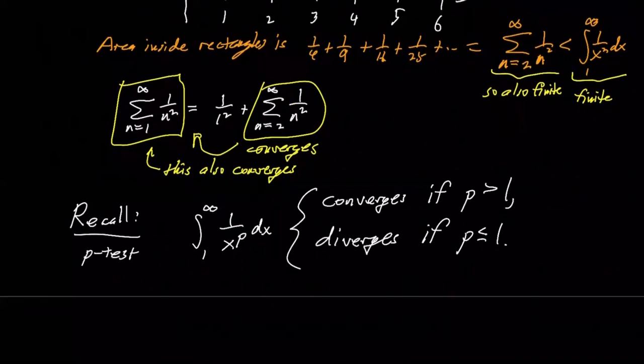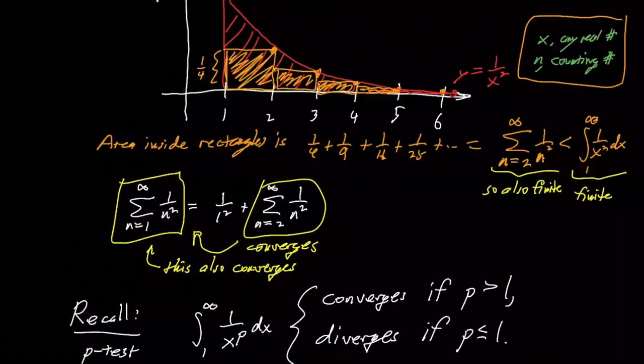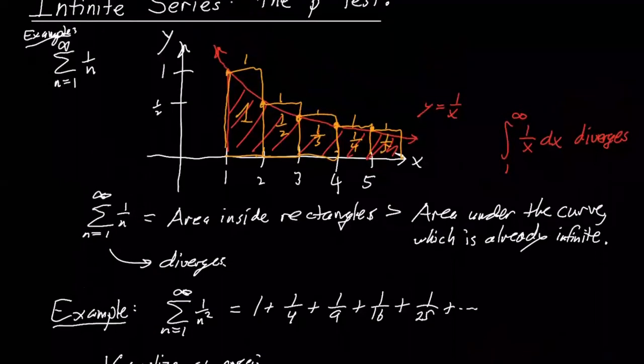But what these two examples, the series for 1 over n and 1 over n squared, show is that the area in the rectangles is the same kind of thing as the area under the curves. In the top picture, we made the rectangles bigger than the area because the area was infinite. So we wanted to show that the area inside the rectangles, which is the infinite series, is also infinite.